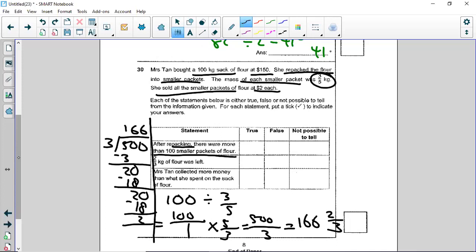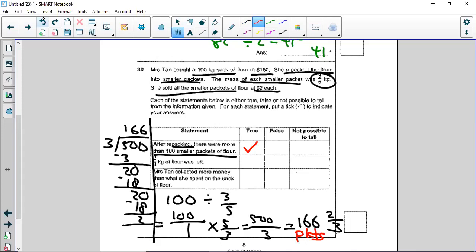So how do you know how many packets are there? You just have to look at the whole number, which is the 166 packets. The whole number is how many packets. So is it true that there were more than 100 smaller packets? True, right? Okay.